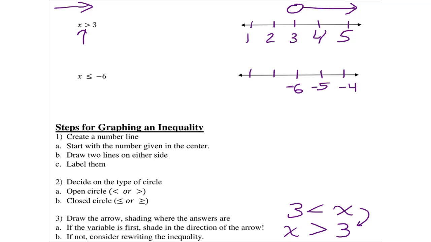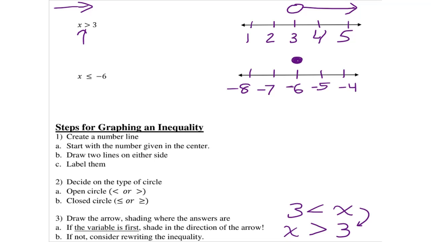The negatives get larger and larger and larger, which really means the numbers are smaller, right? I owe somebody $5 is better than if I owe somebody $6, or better than if I owe somebody $7, right? Or $8. So remember, our number line gets a little confusing when you're dealing with negative numbers. Now I have to decide, do I want an open circle or a closed circle? Because it's equal to -6, then I want that shaded in, closed circle.